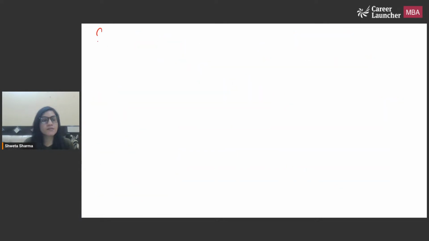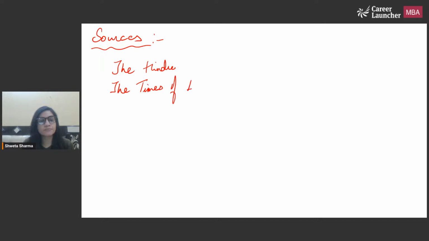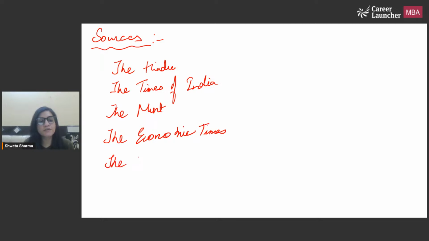The sources I can recommend to you are, maybe you can start with the editorials first. You can start with The Hindu, or if you want, you can also pick the Times of India. Okay. For business, you can pick the Mint or the Economic Times, the Financial Express.